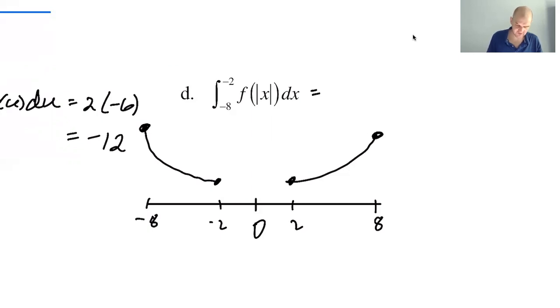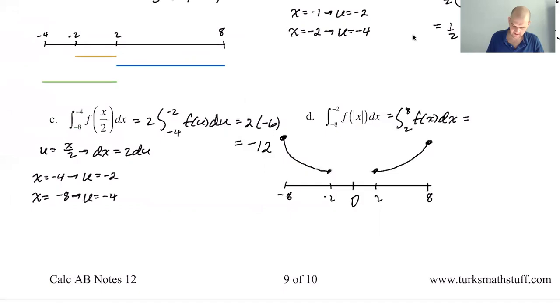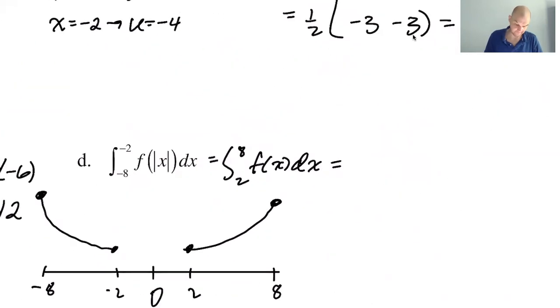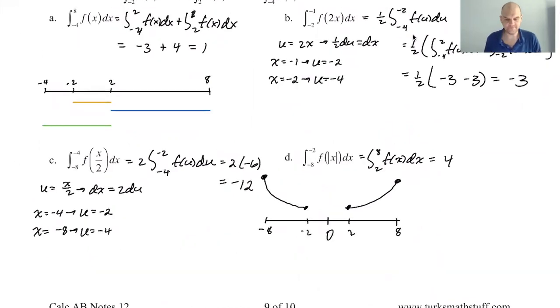Usually you double it, because usually you're going from -8 to 8. We're not doing that here. Here we're going to say this is equal to the integral from 2 to 8 of f of x dx. And the question is, do we know that? That's why I'm doing it, because of the symmetry. From -8 to -2 should look exactly the same as 2 to 8, but reflected, so it should have the same area. And 2 to 8 is actually given, so that's 4.